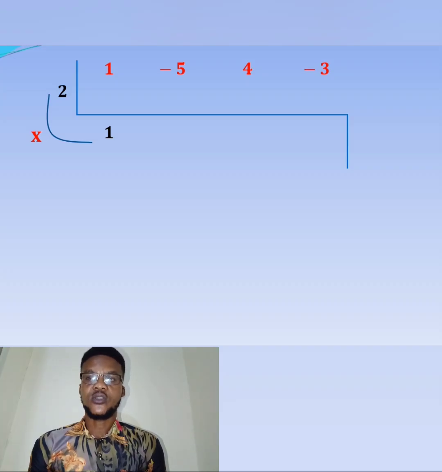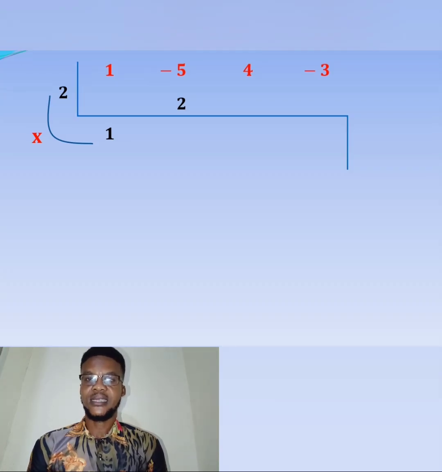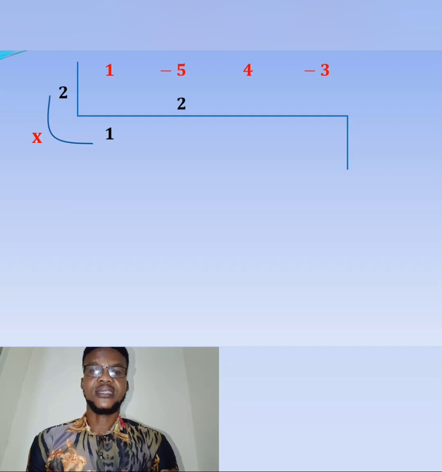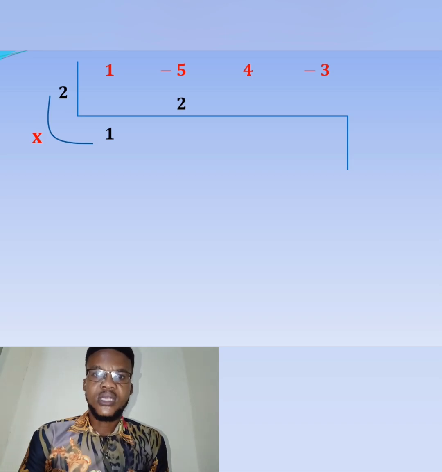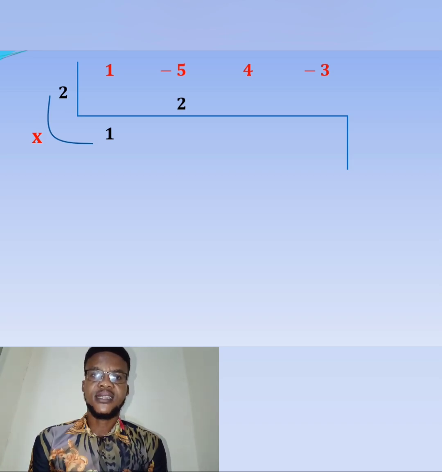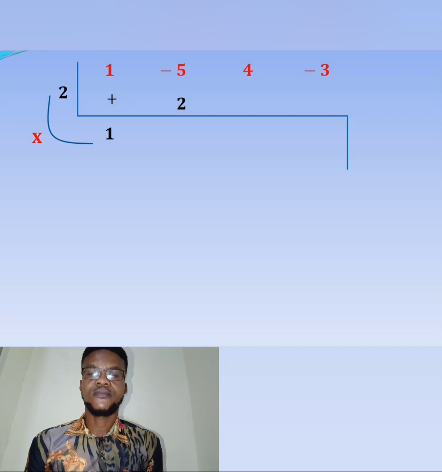The 2 you have gotten, or the answer you have gotten, you write it under the next coefficient of the dividend. And the next coefficient is what? -5. So you write a 2 there under it. Okay, yes. And what does it mean? It means that after writing that 2 under the next coefficient, we are going to add. We are going to add to the -5. Whatever you write it under, you add to it.